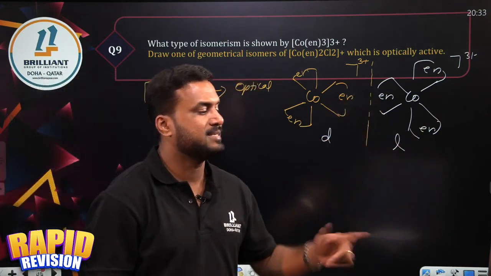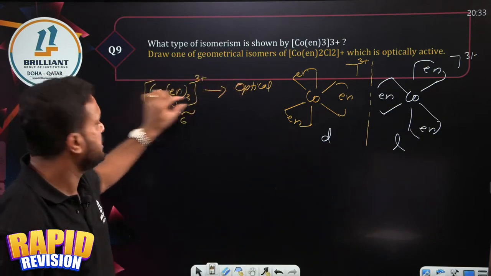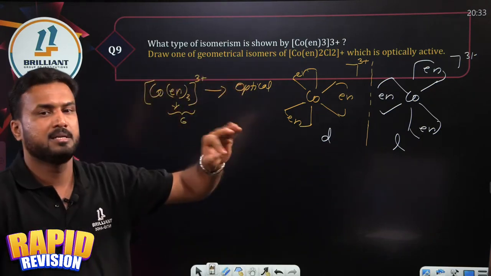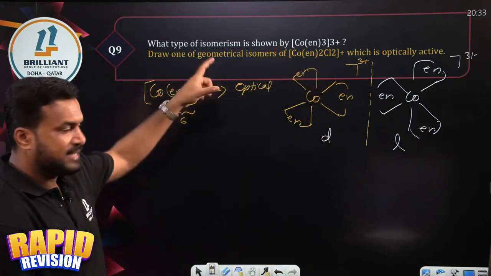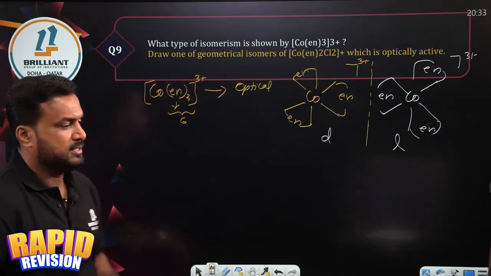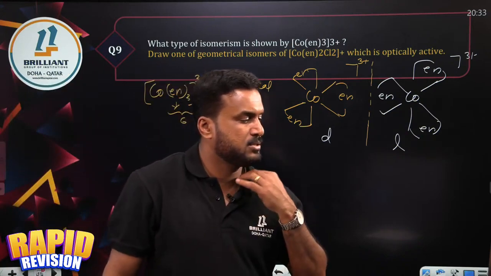Yes. Not cis and trans. Cis and trans cannot be exhibited, since all the ligands are the same type, which means no geometrical isomerism, only optical. Next one I will tell you. That's why I kept these two questions. So geometrical and optical: cis is optically active.